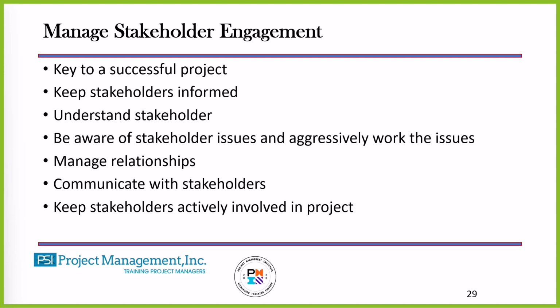Now, if I was looking at an Agile project, for example, in Agile, the stakeholders are quite often part of the project team. So they are actively engaged. In a traditional predictive type project, the stakeholders are not engaged full time, but we need to make sure that they're engaged at the appropriate level needed for that project.